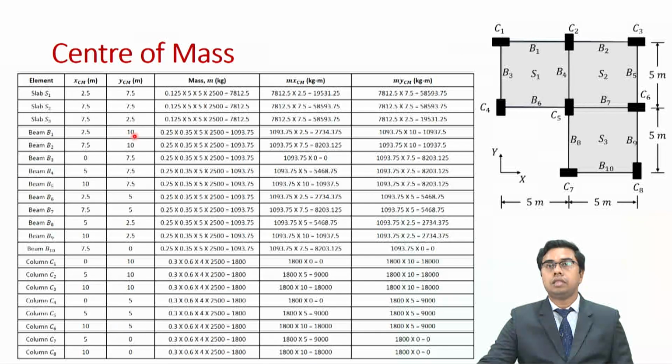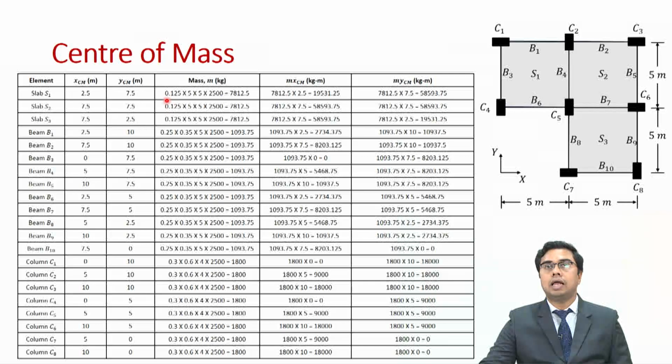Similarly, let us say for column C1, which is located at this point, the center of mass is x equals 0 and y equals 10 meters, as shown over here. So, we have listed down the coordinates for the center of mass of individual components as xcm and ycm. We have now estimated or calculated the mass of various components.